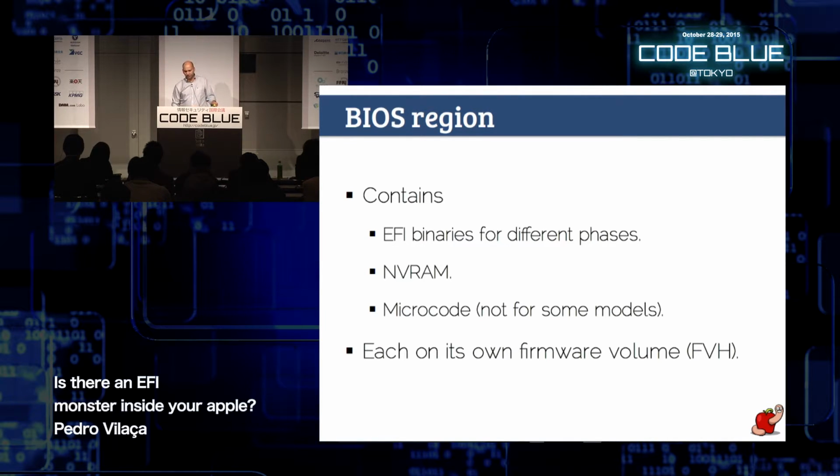BIOS region. The contents of the BIOS region, this is the one that we are working with in this presentation. It contains binaries, EFI binaries for different phases. I will show you briefly what these phases are. It contains NVRAM, non-volatile RAM. For example, your Macs store the Wi-Fi password in this region.